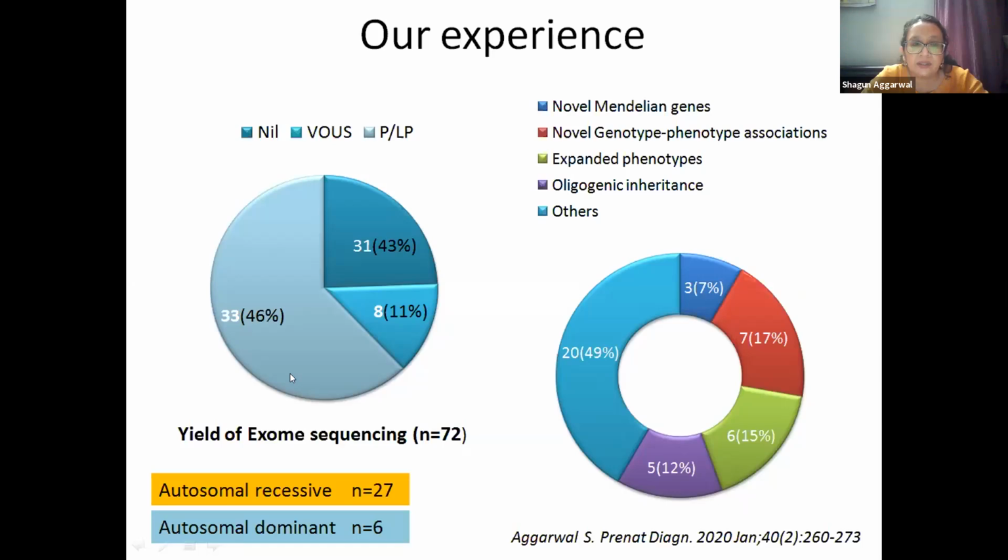So in our own experience, we have at present done around 72 fetal exomes, out of which we have got a diagnostic yield of around 46%. Most of our fetuses have autosomal recessive conditions, which is not surprising because where I work, the majority of our patients are consanguineously married. And otherwise also, in our Indian population, there is a lot of endogamy. So we really have more prevalence of autosomal recessive conditions. And in our work, we also found various other interesting findings, which we published last year.